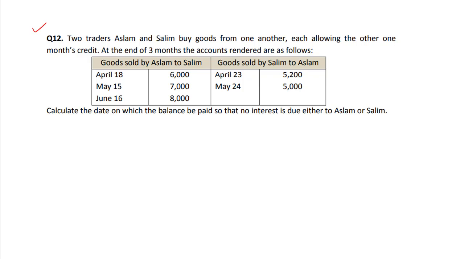Two traders, Aslam and Salim, buy goods from one another, each allowing the other 1 month's credit. At the end of 3 months, the account rendered as follows: goods sold by Aslam to Salim, 18th April 6,000, 15th May 7,000, 16th June 8,000. Goods sold by Salim to Aslam, April 23 5,200, May 24 5,000. Calculate the amount on which the balance is paid so that no interest is due either to Aslam or Salim.